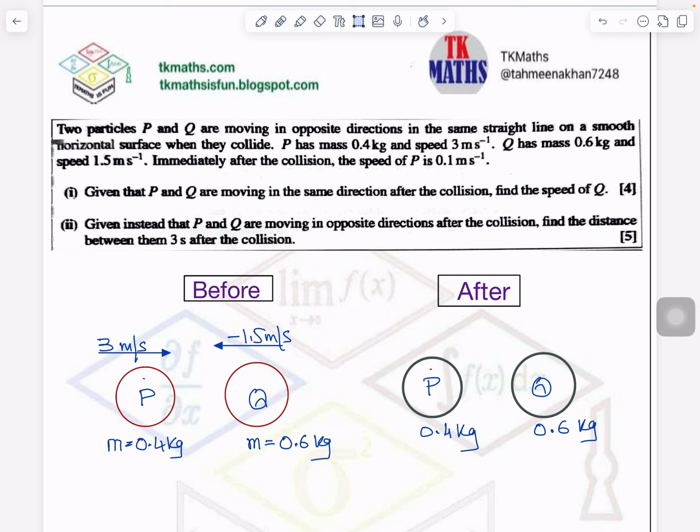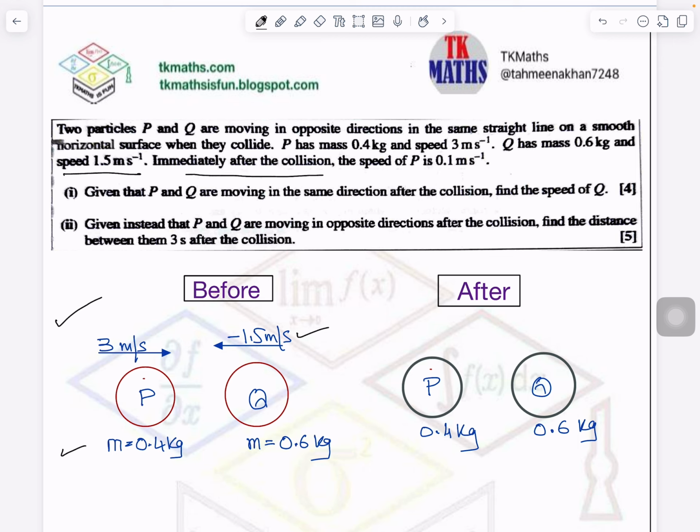So two particles P and Q are moving in opposite directions, as you can see in the diagram I have drawn, in the same straight line on a smooth horizontal surface when they collide. P has mass 0.4 kg and is moving with a speed of 3 meters per second. Q has mass 0.6 kg and is moving with a speed of 1.5 meters per second.